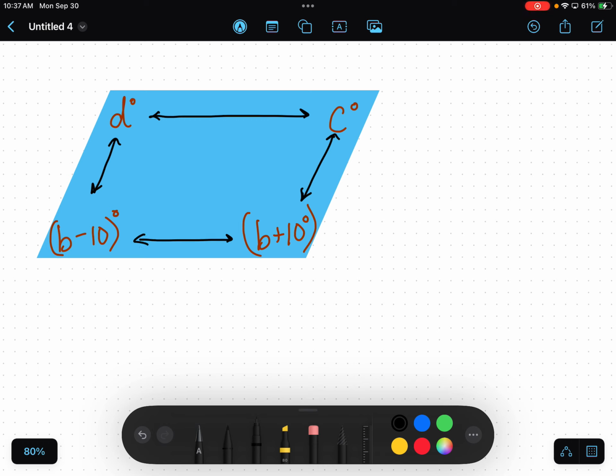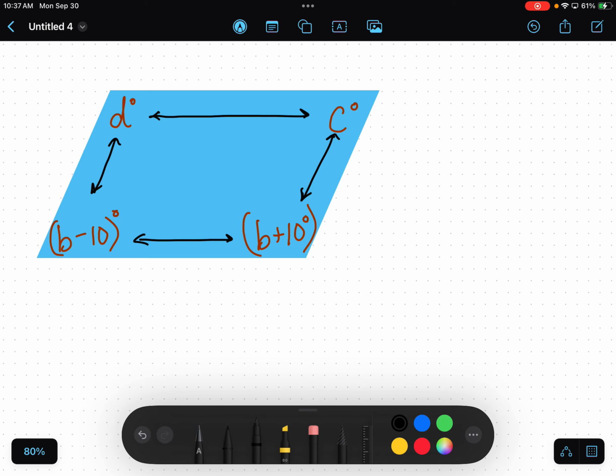Now I want you to take a look at my picture. And I want you to look at all the letters I used. The top left corner, what letter did I use? D. Top right corner, what letter did I use? C. If I put D plus C equals 180, do I know how big D is or how big C is? No, I don't.